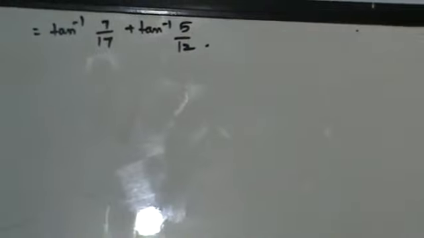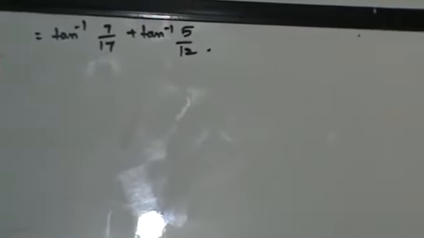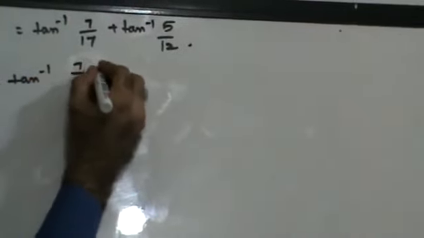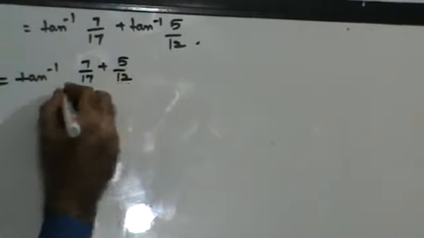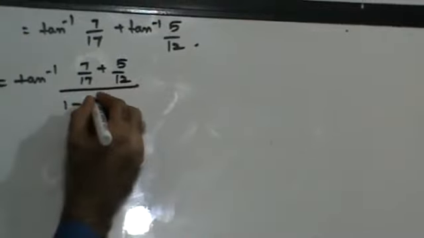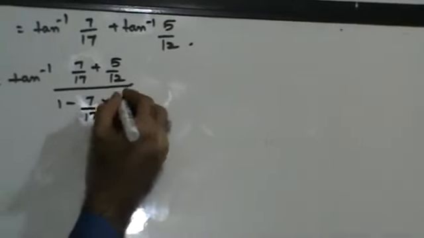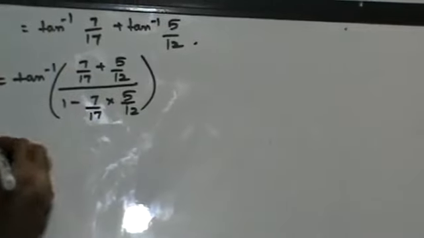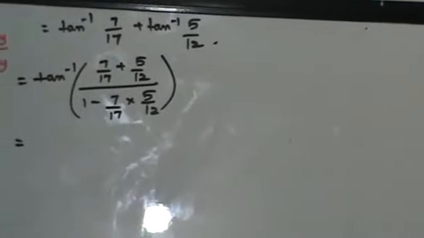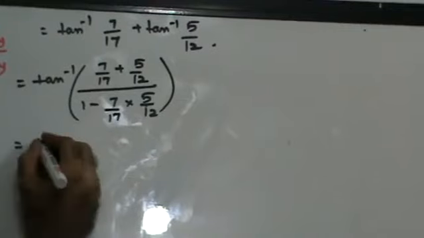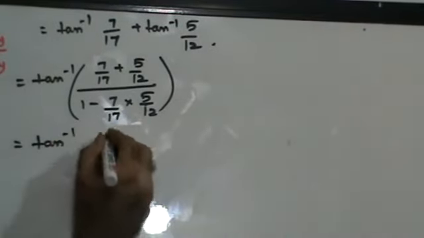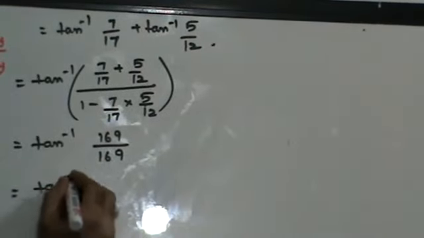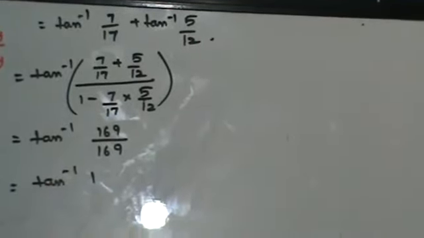Use the formula again. Tan inverse of A plus tan inverse of B is nothing but tan inverse of A plus B upon 1 minus A into B. Right? Simplify this again. This will give you tan inverse of 169 upon 169, which is nothing but tan inverse of 1.